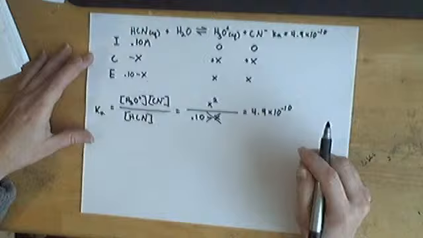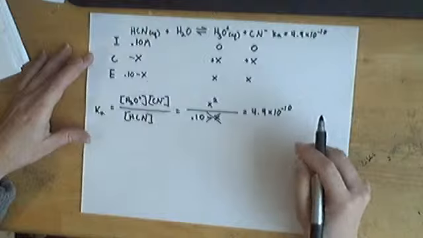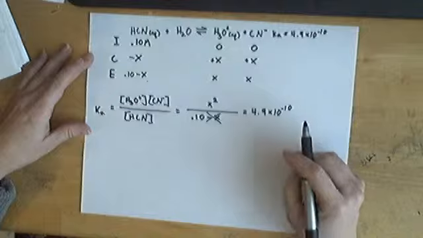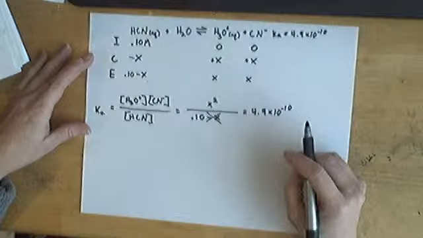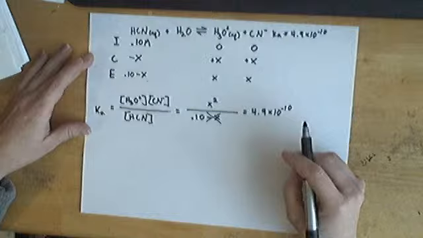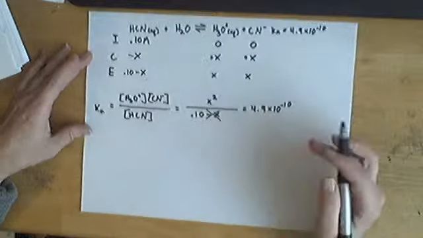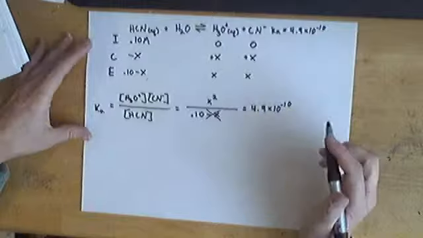Okay? Now, anytime you make an assumption like this, when you get to the end and you get your final answer, you need to go back and make sure your assumption was valid. Okay? Make sure it really was okay to cross that off, that it was insignificant compared to the 0.1 molar. Okay? But for right now, we're just going to cross it off, pretend it doesn't exist.